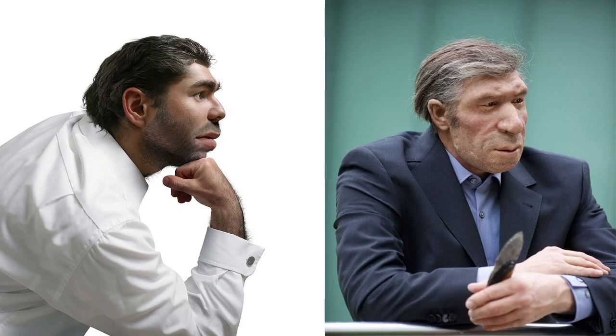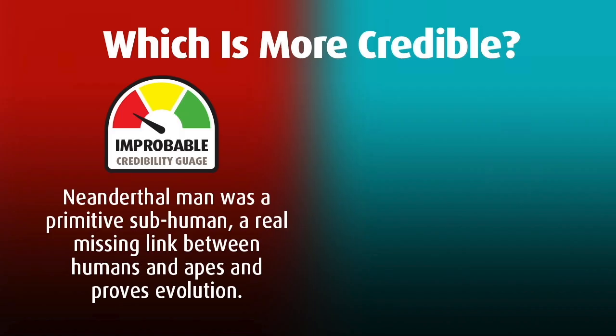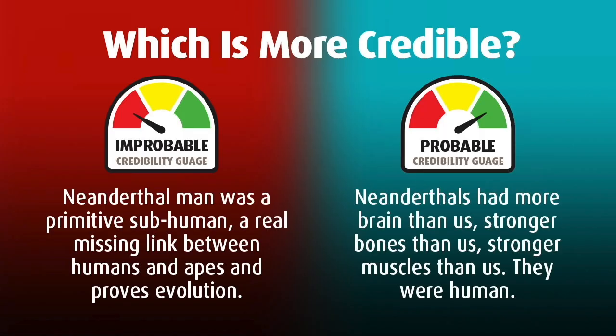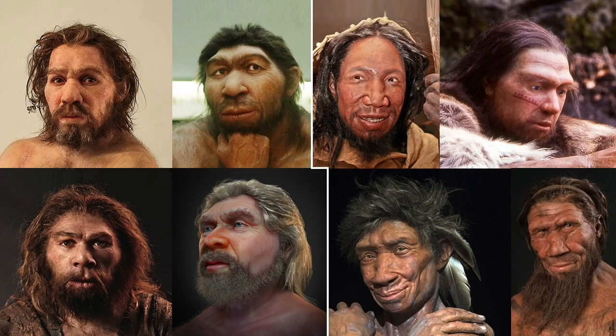Now, if we saw them today, we would definitely say they look different. They're not somebody that I'd seen before. These are two experiments where they've done reconstructions of Neanderthals and put them in modern clothing. But you would know that they were people. They were different, but they were still people. So, which is more credible? Neanderthal man was a primitive subhuman, a real missing link between humans and apes and proves evolution, or Neanderthals had more brain than us, stronger bones than us, stronger muscles than us. They were human.